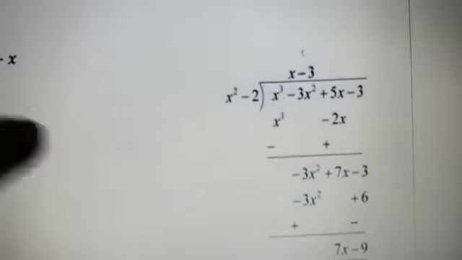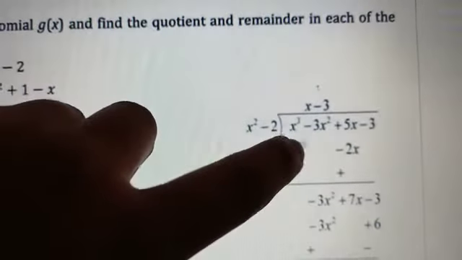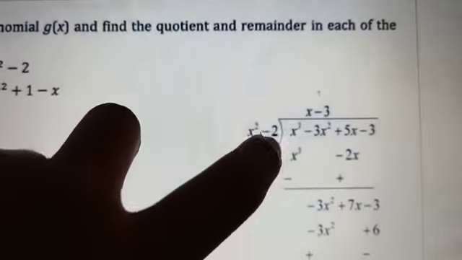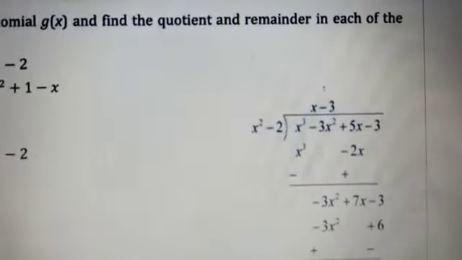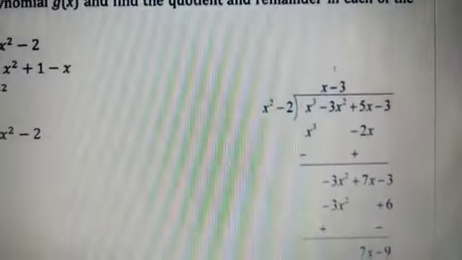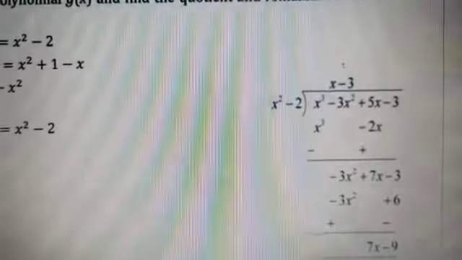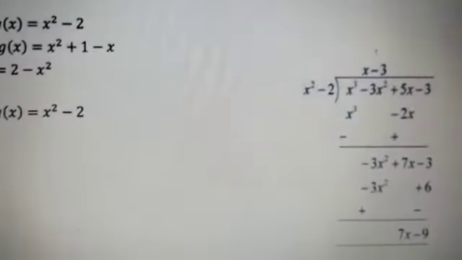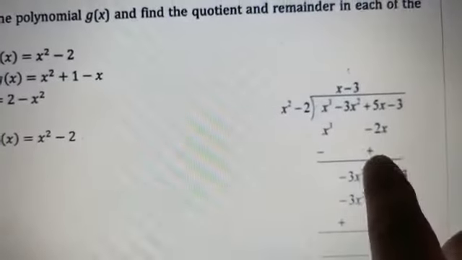Now we need to multiply x square into which term is going to give me x cube. So x square into x will give me x cube, and minus 2 into x will give me minus 2x. So I need to write like terms under each other: x cube under x cube, and 2x under 5x, because they are like terms. Now change the signs. If x cube is positive, make it negative. If it's negative, make it positive.